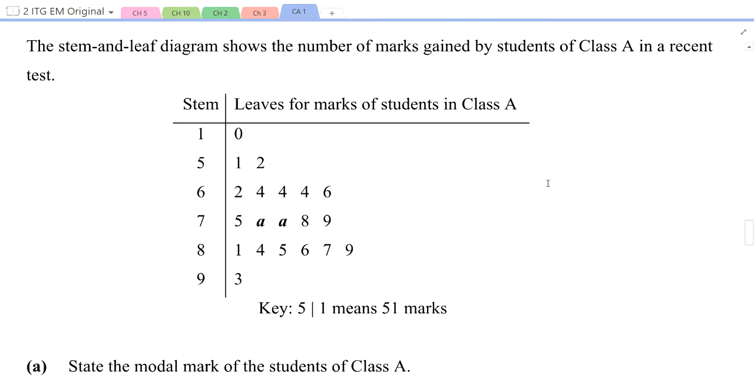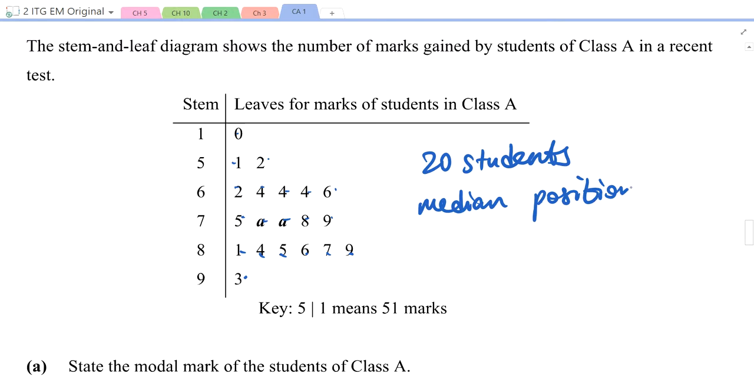The median is 76. How many students are there? 1, 2, 3, 4, 5, 6, 7, 8, 9, 10, 11, 12, 13, 14, 15, 16, 17, 18, 19, 20. 20 students. Median position equals 20 plus 1 divided by 2, which is 10.5. Okay? Where is position number 10.5?